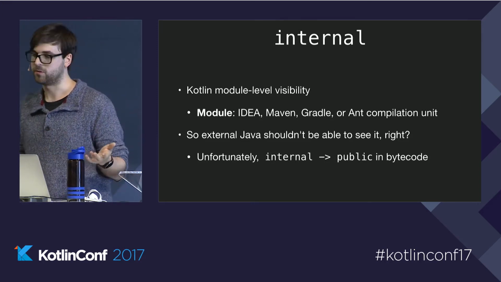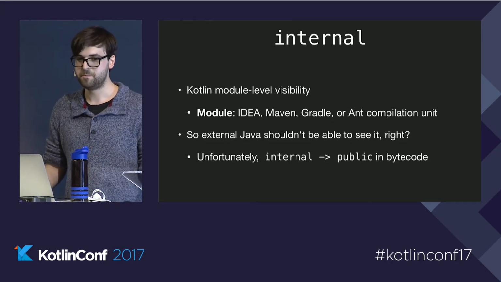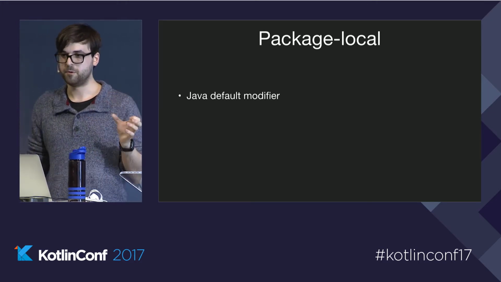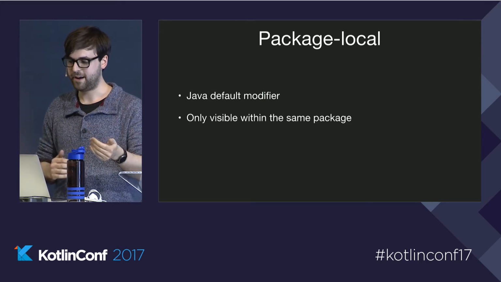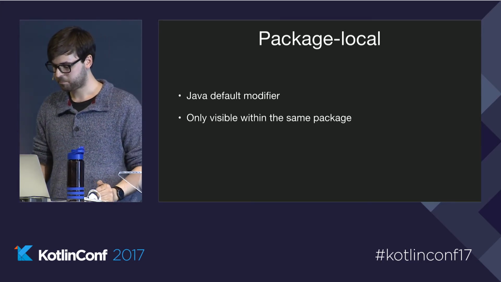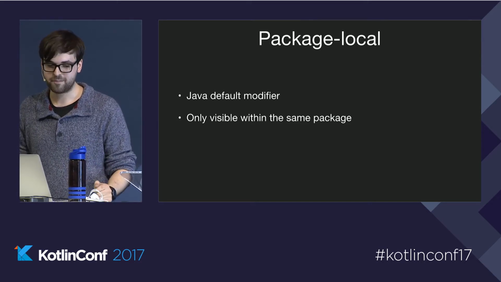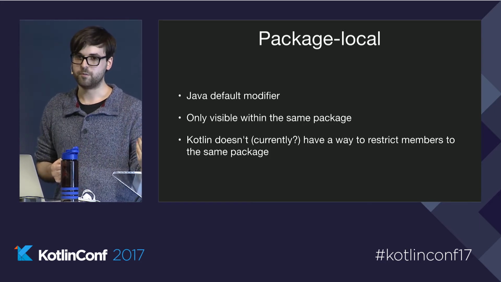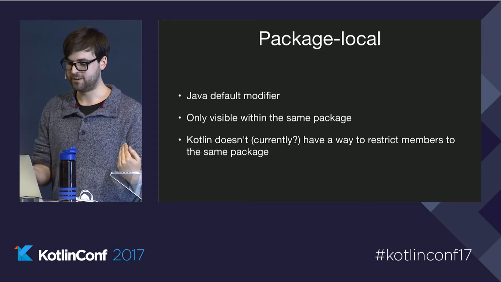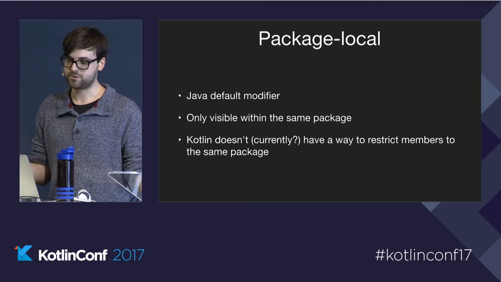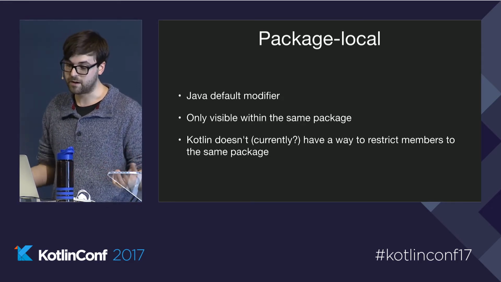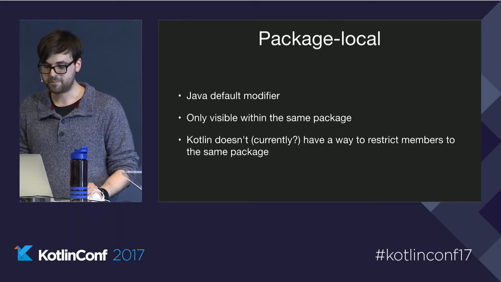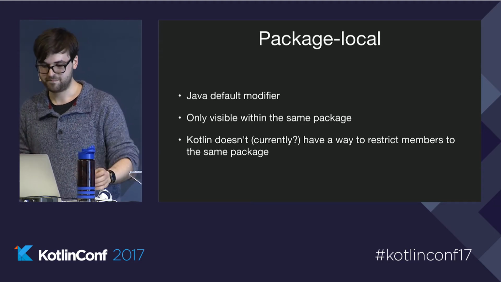Let's talk about package local. The default modifier in Java, if you don't put a visibility modifier, that member becomes only visible within that Java class's package, right? So Kotlin doesn't currently have a way to restrict members to its package. A Kotlin consumer within the same package can call into a package local Java thing. But if you wanted to make something in Kotlin that was package local, you can't. There's no concept of that, at least not right now. Some people have asked for it. I don't know if it'll happen. But if you wanted package local stuff right now, it has to be Java.